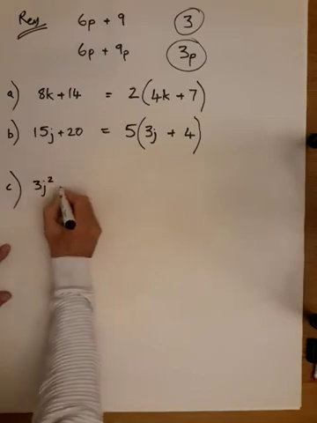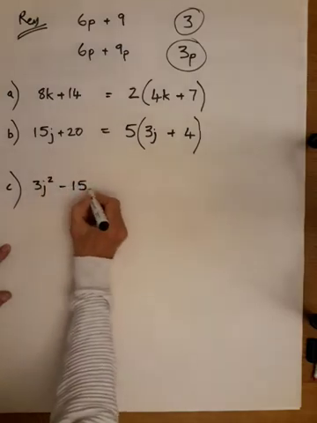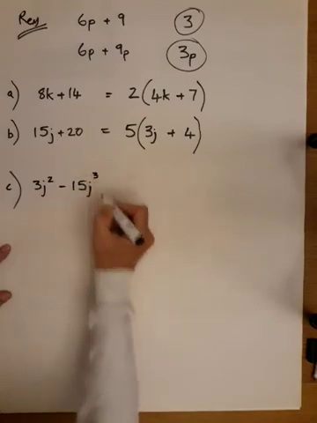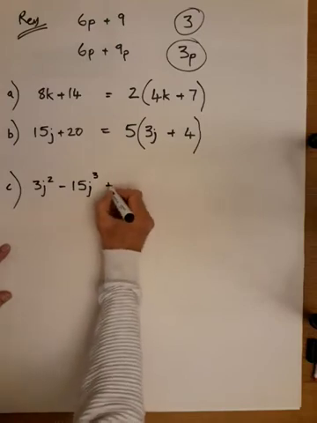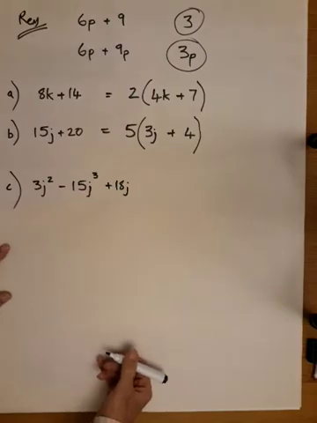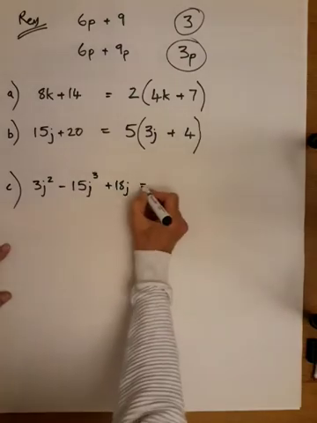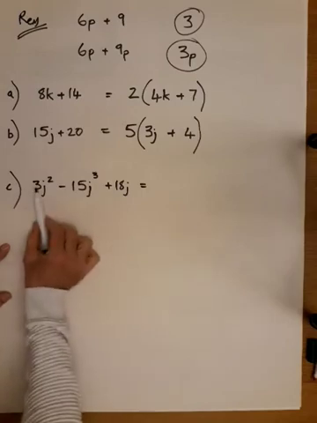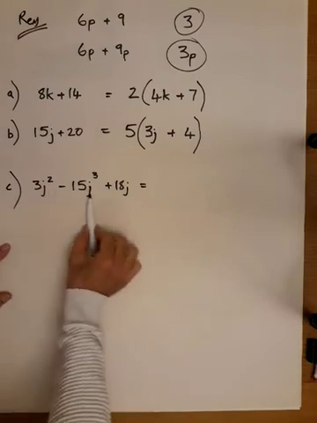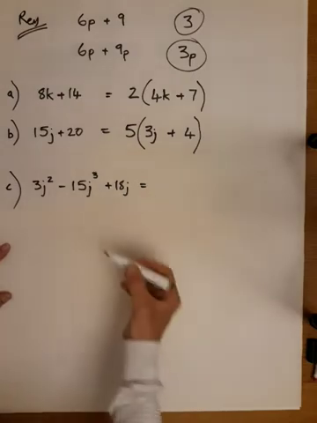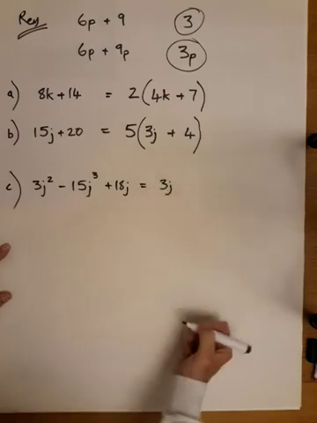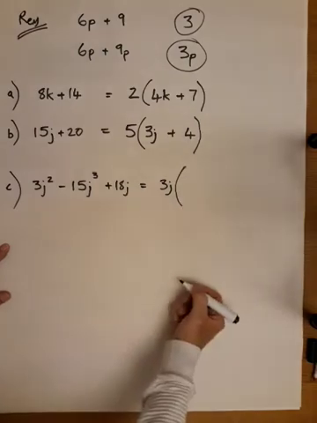3j squared minus 15j cubed plus 18j. So what can we take out that is common? So 3, that's divisible by 3, that's divisible by 3, but each term now has a j in it. So j is common. I can put 3j outside of the bracket.